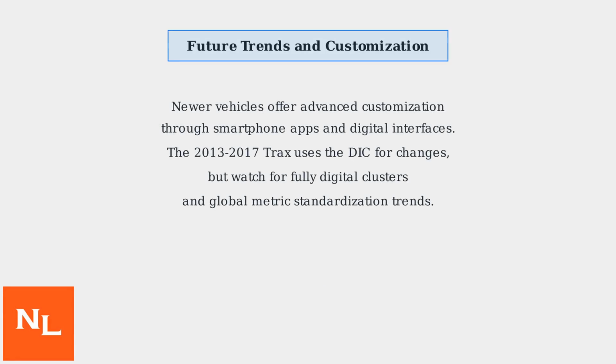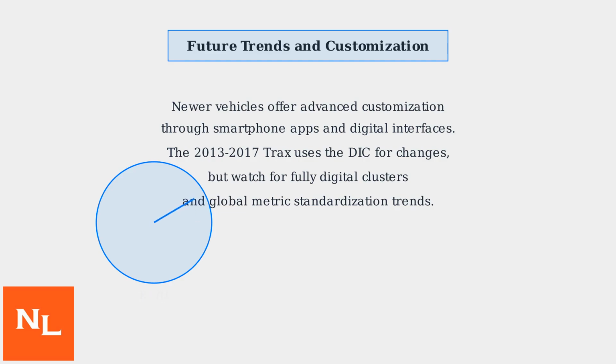Looking ahead, newer vehicles are embracing advanced customization options. Many now allow unit changes through smartphone apps or integrated digital interfaces, making the process more convenient and connected. While the 2013-2017 Trax relies on the traditional Driver Information Center for these adjustments, the automotive industry is shifting toward fully digital instrument clusters. These modern systems provide seamless integration with vehicle software and user profiles.